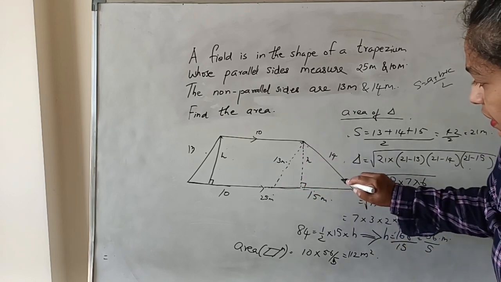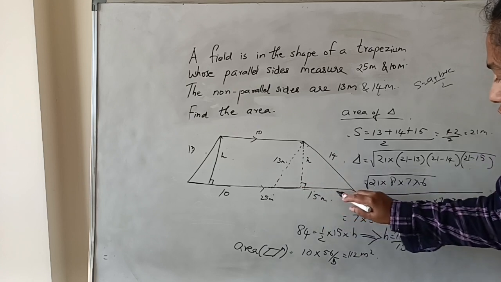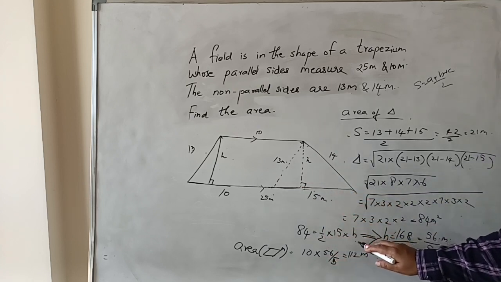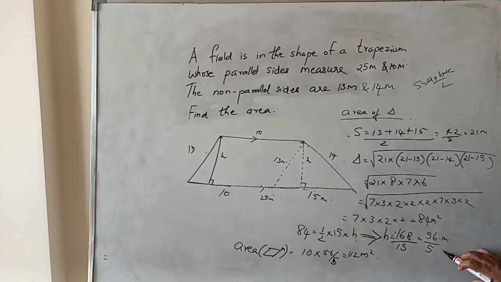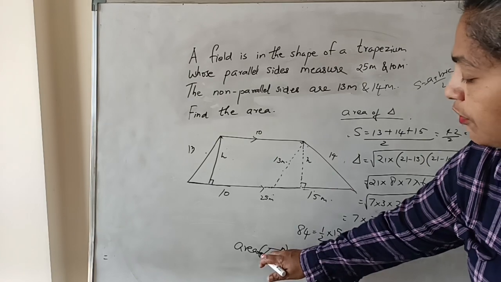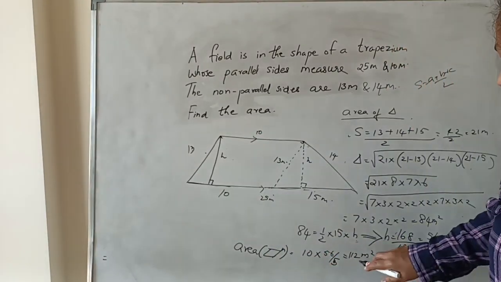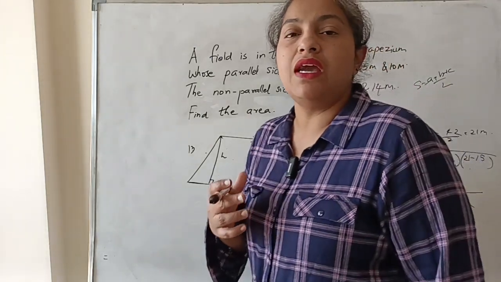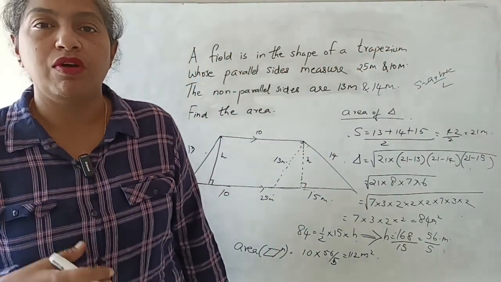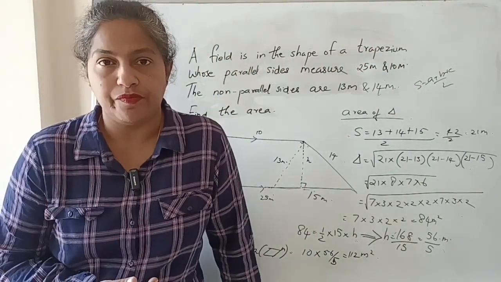Now the area of this particular triangle is also equal to half into base into height. I have equated and found out the value of height over here. Because this is not a proper value, it is a decimal, I have left it as a fraction itself, and I have found out the area of the parallelogram using base into height. So I have got it as 112. So the area of the entire field will be the sum of 112 and 84.